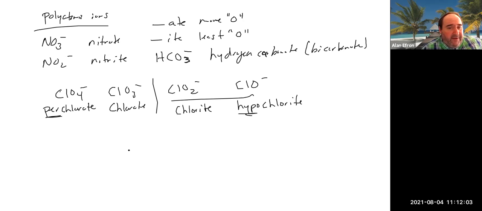And remember that you could really swap out any of those guys for a halogen. You would have like bromate, bromite, in there as well. The only kind of positive polyatomic ion is ammonium.